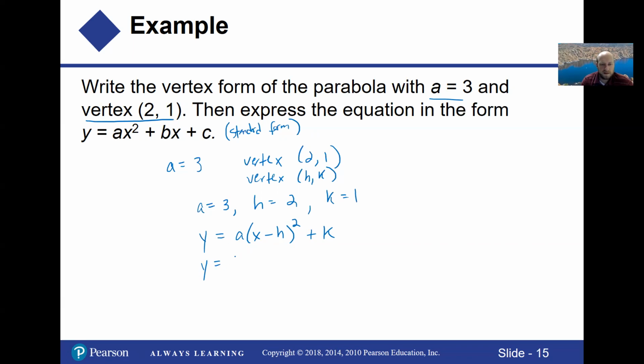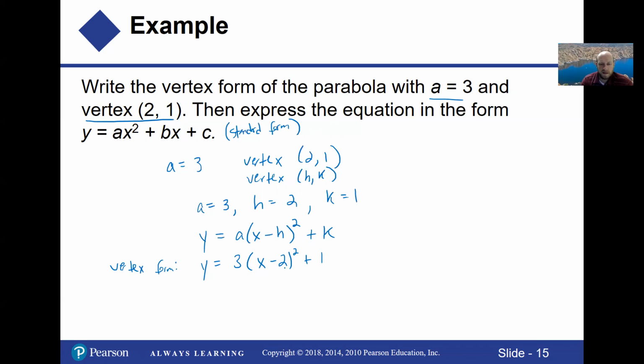So now what I do here is I substitute. I have a equals 3, I have just x here, x minus 2, and then plus 1. So I just substitute those. Don't worry about the minus and the plus, just keep those the same always. And now I need it in standard form. So this is vertex form. Make it into standard form by expanding, or multiplying all this out.